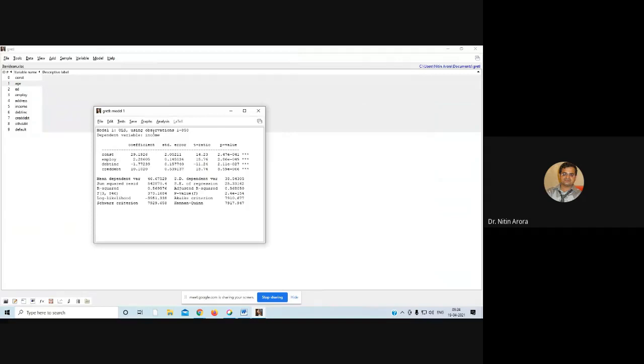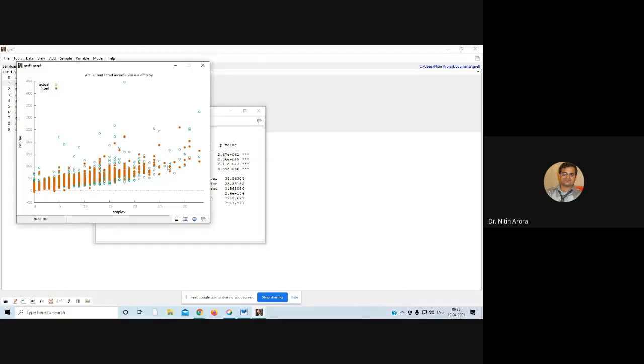How to check for heteroskedasticity? One very common method is to plot residual against any independent variable. If a significant correlation, positive or negative, if some upward or downward trend is shown in this scatter plot, then you can say that heteroskedasticity is present. We can plot this residual graph against employment, the first independent variable. We can see there is no significant trend here.